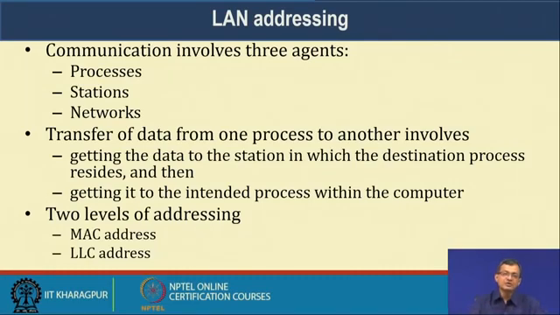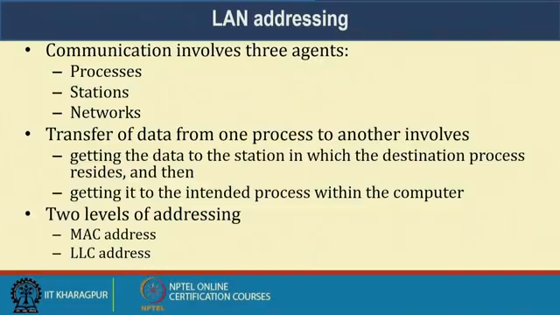So, there is another important aspect of how addressing comes up. Communication involves three things: processes, stations, and networks. The processes need to communicate with each other, and there are two or more networks and the stations. Transfer of data from one process to another involves getting the data to the station in which the destination process resides, and then getting it to the intended process within the computer. So, if I want to transmit data, it has to go to that intended process and execute there.